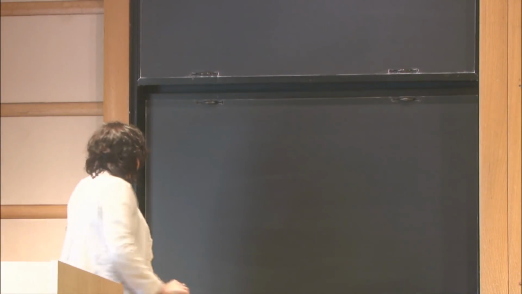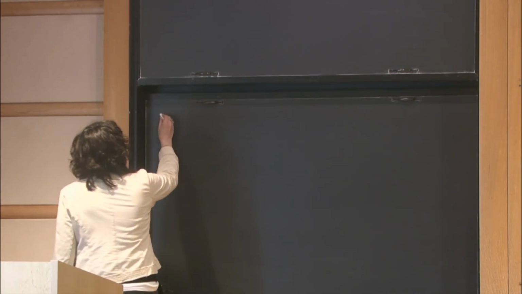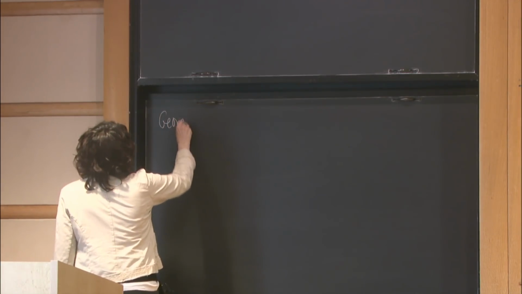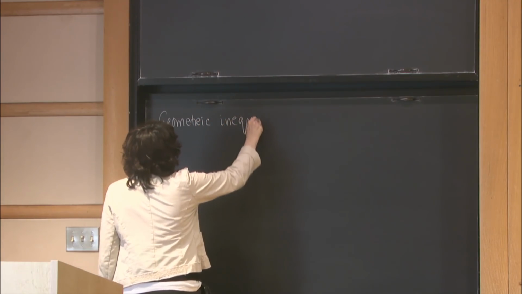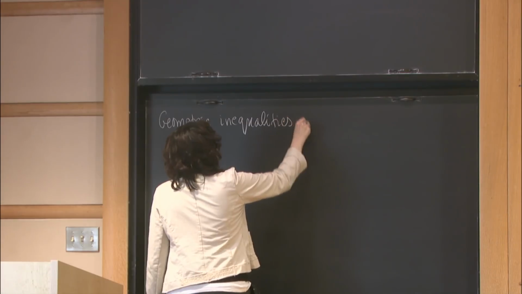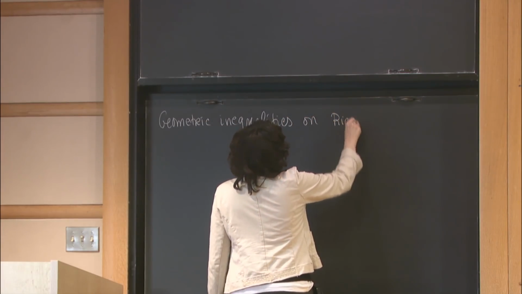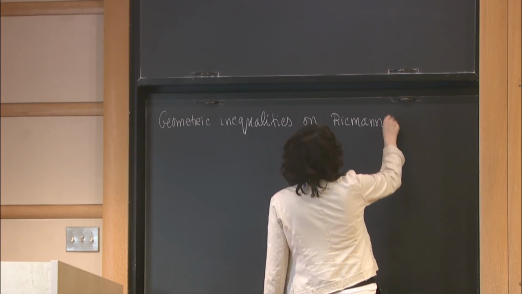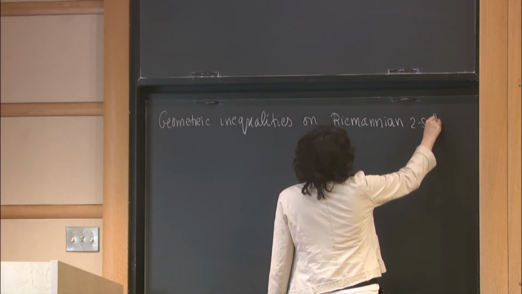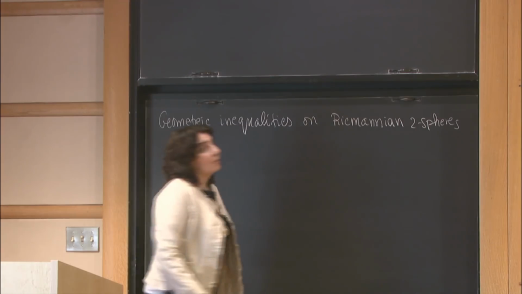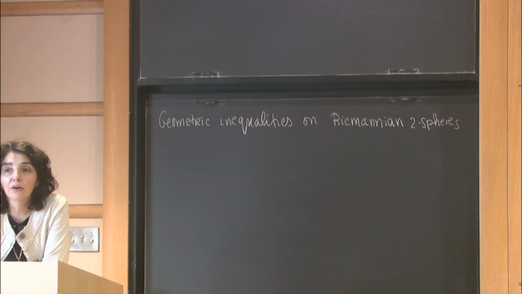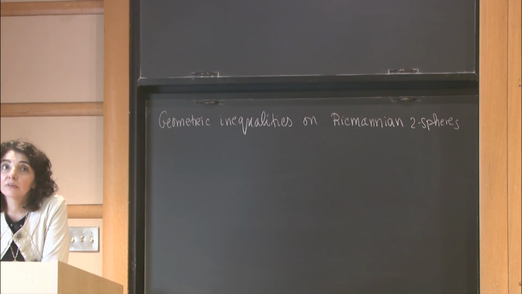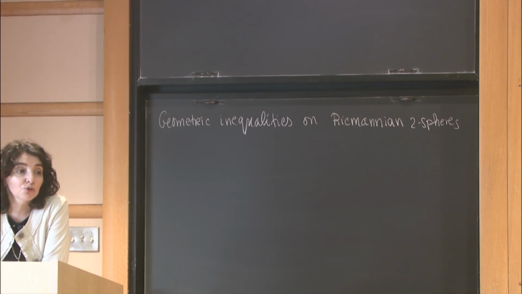Mostly, I would like to present some geometric inequalities on Riemannian two spheres. And there is a couple of reasons to do that. One reason is that it's surprising how many questions for Riemannian two spheres end up having quite intricate solutions.